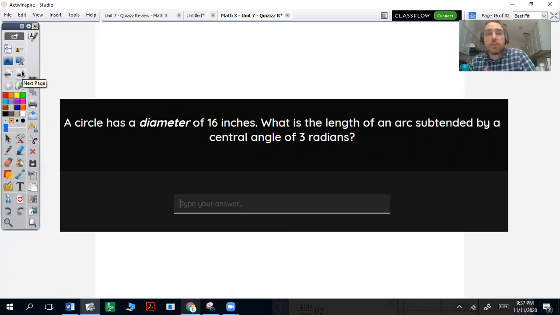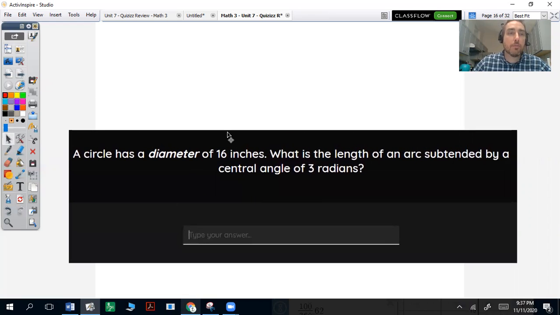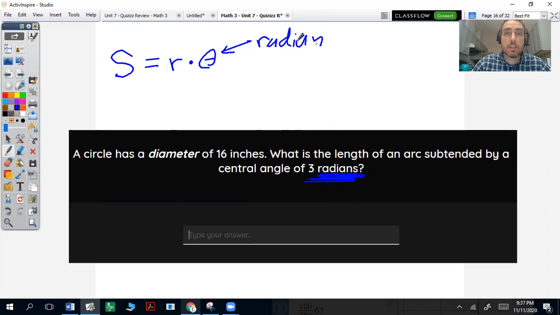In this question, a circle has a diameter of 16 inches. What is the length of an arc subtended by a central angle of 3 radians? Here is where we're going to fall into our radian question. So now we're going to do our length equals the radius times the radians. So remember, this is radian, this is length. Anytime they throw out the word radian, use this formula.